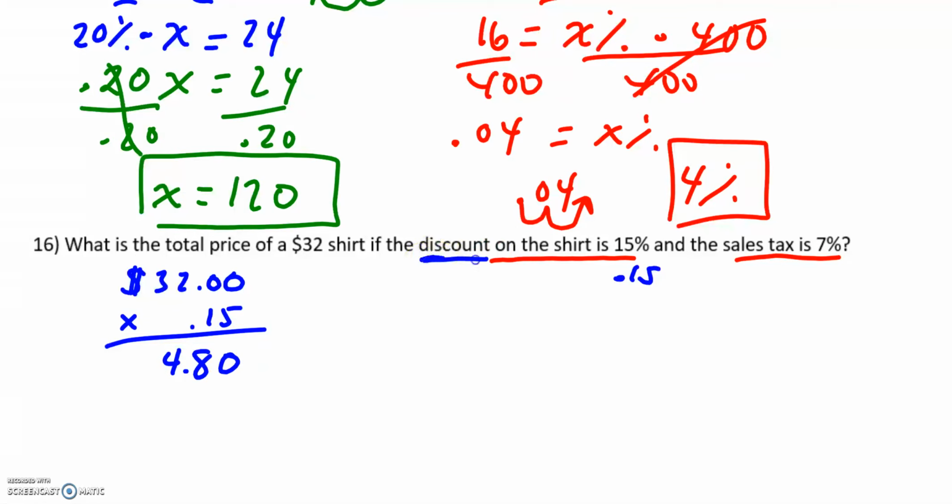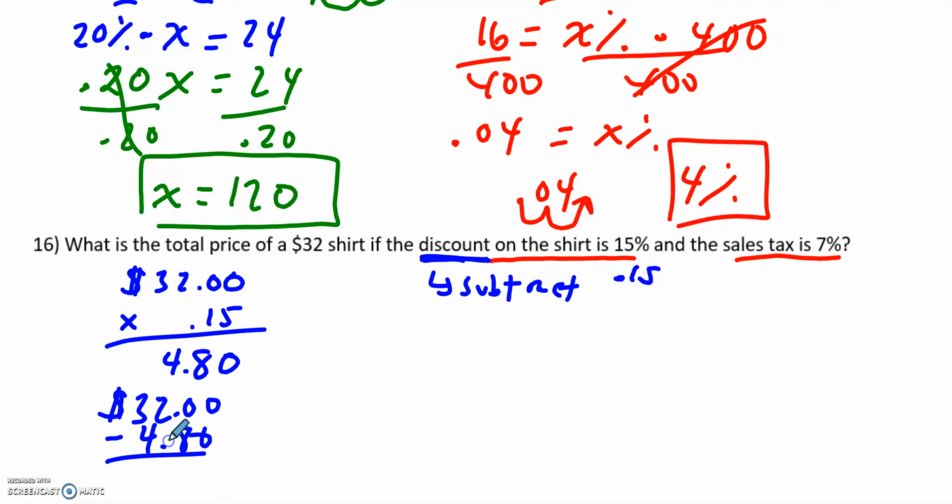Now, because this is a discount, that means it's money off. So we're going to subtract. So I would take my $32 and I would subtract the $4.80. And if you do that, you would get $27.20. So this is my price with the discount.